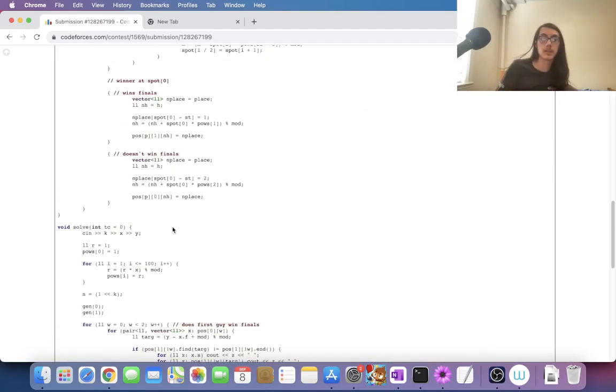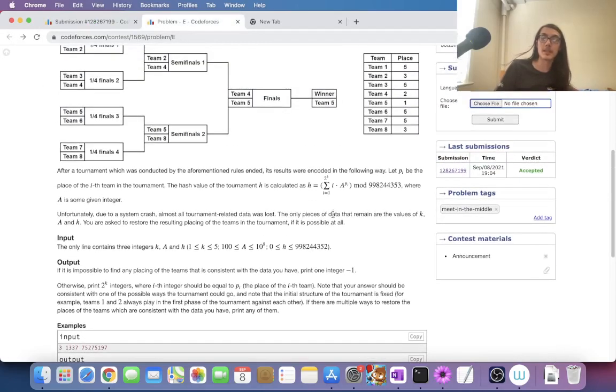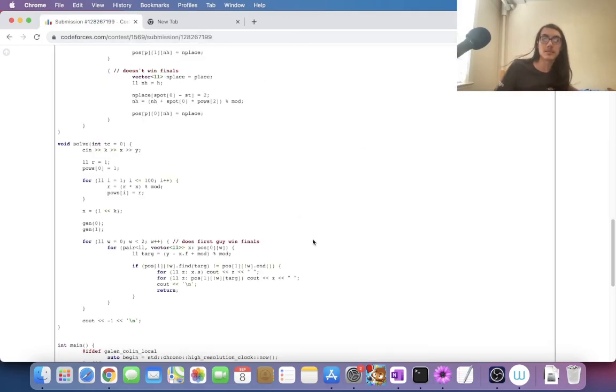So what I'm going to do is read an input. I'm going to pre-compute powers of A just because I didn't even go over the hash function, but it doesn't really matter. I'm going to pre-compute the powers of A so that it's fast. Yeah, meet in the middle is the tag. And then we're going to compute n, which is the number of people in the tournament, as 2 to the k. This is a 1-bit shifted a certain amount of positions to the left. Each shift multiplies it by 2, so shifting it k times is 2 to the k.